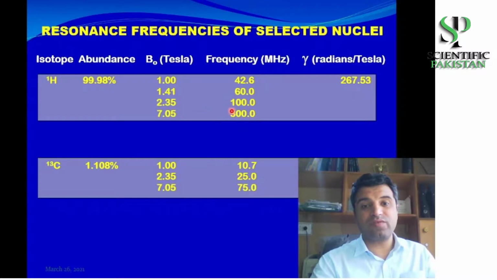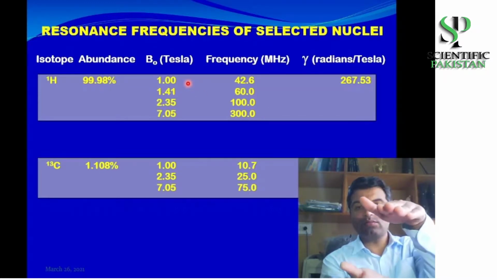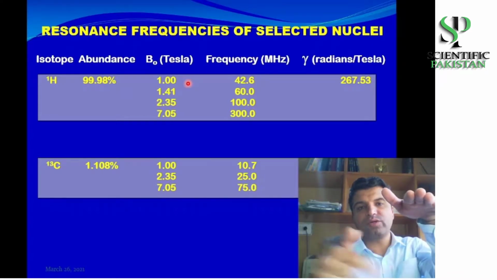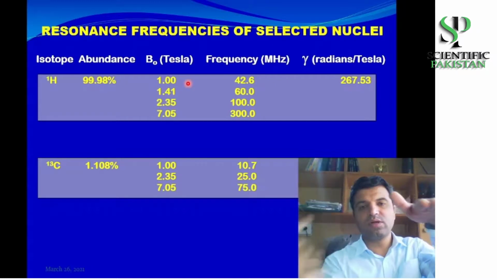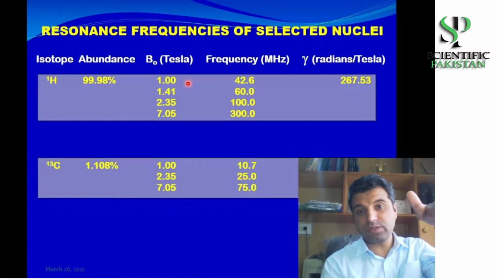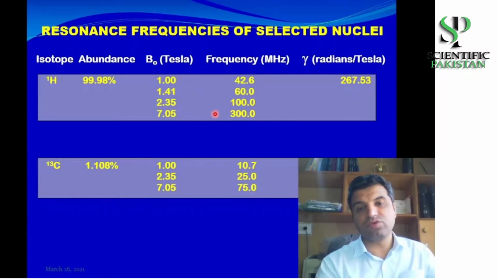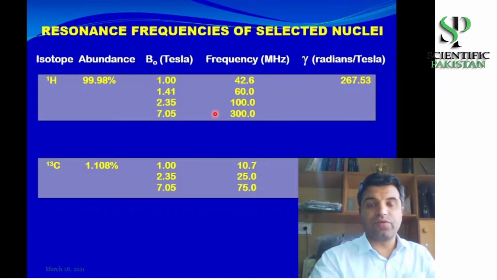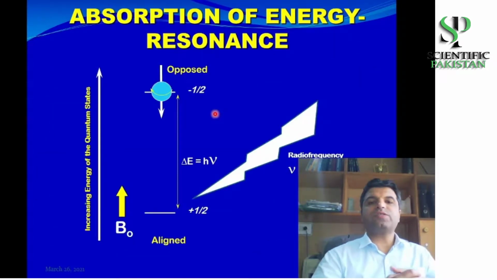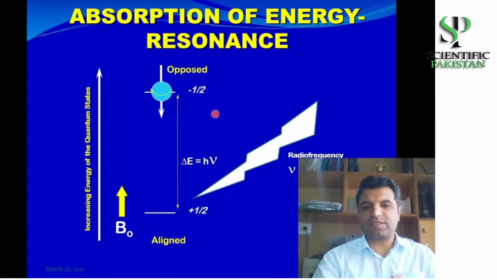If B naught is 7.05 Tesla, the frequency required is 300 megahertz. Because at a smaller B naught, del E is smaller, the energy gap is smaller, so the energy required for the nucleus to jump from alpha to beta state is smaller. So the energy that you give from outside in the form of radio frequency should have a lower frequency, of course. And if B naught is higher, the energy gap is higher, you would require a higher frequency radiation for this flipping to take place. So this is what we call resonance.